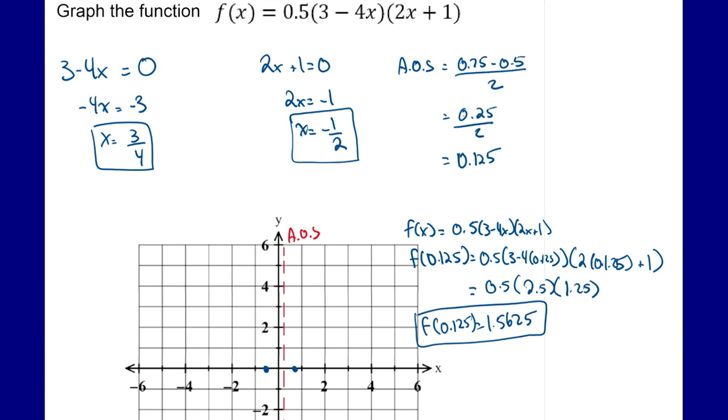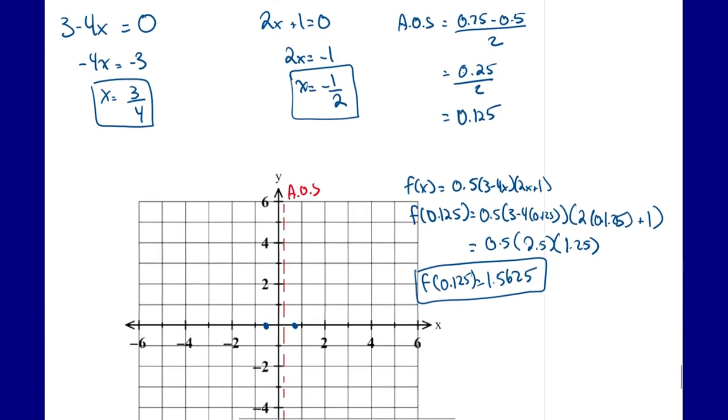That means our vertex is going to be at 0.125, so somewhere along this red line, and 1.56, right somewhere about there. Probably a little bit closer, because maybe we can tell by looking at it, it doesn't look quite even. And that's all we need to do.